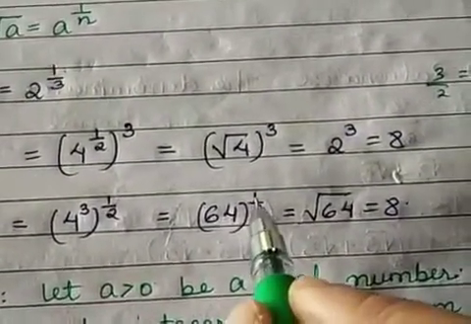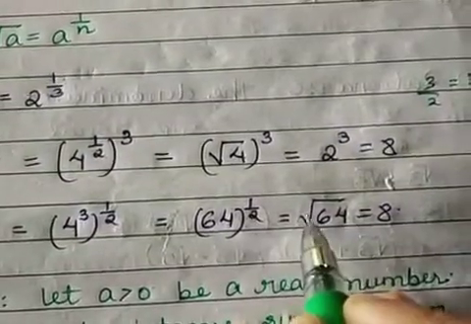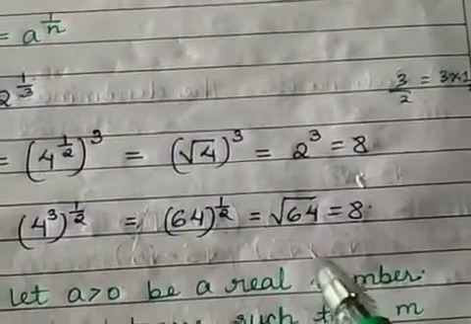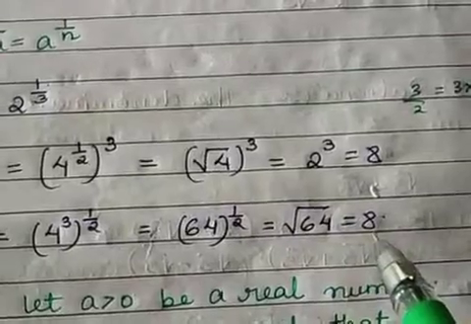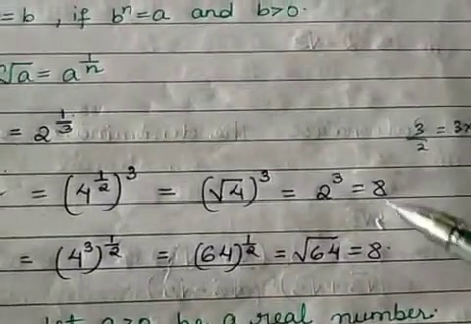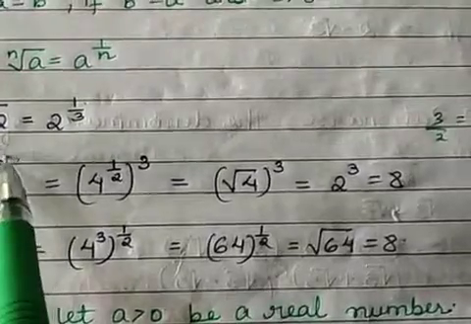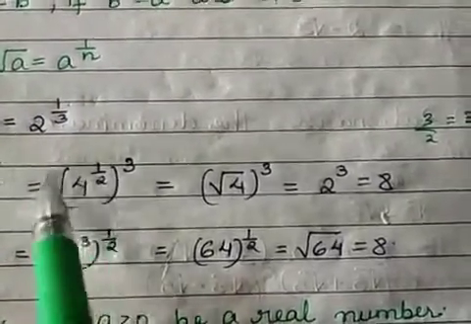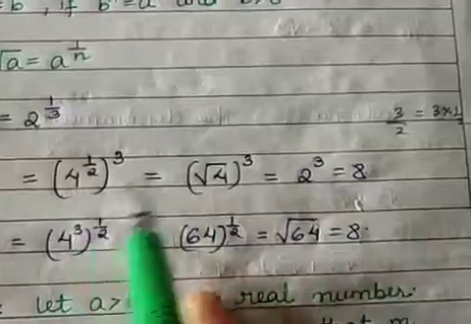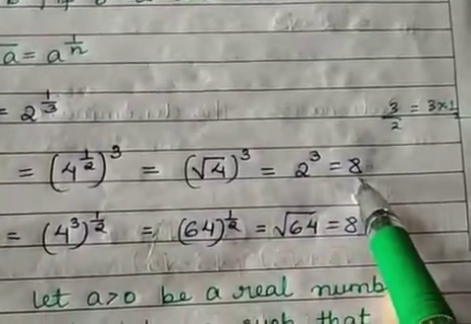So 64 raised to half. It is the same as writing square root of 64, which is 8. So you can say in both the ways you get the same answer. So this power or exponent can be split in this form and you can simplify and obtain the answer.